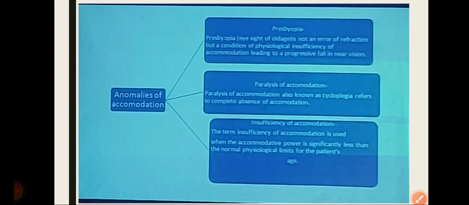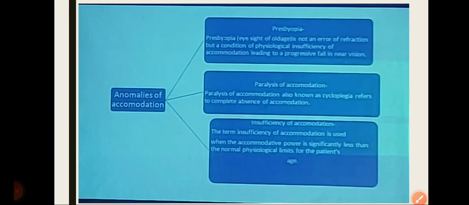Now the anomalies of accommodation. There is presbyopia. Presbyopia, or the eyesight of old age, is not an error of refraction but a condition of physiological insufficiency of accommodation, leading to a progressive fall in near vision.